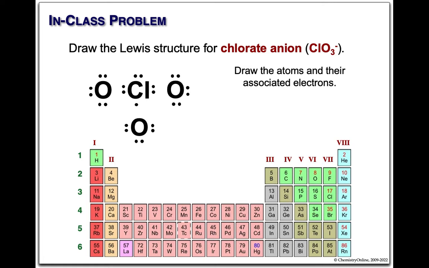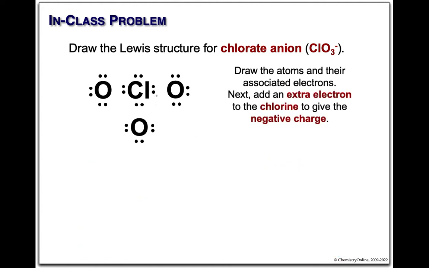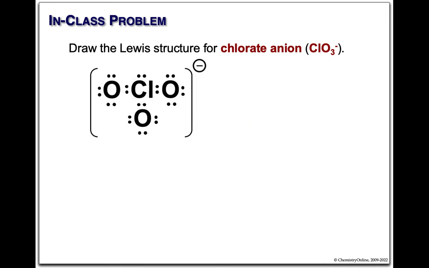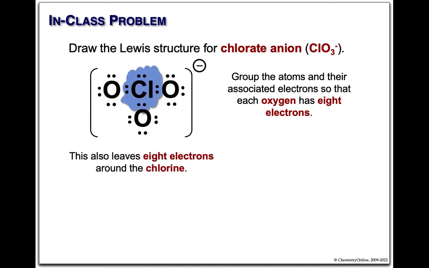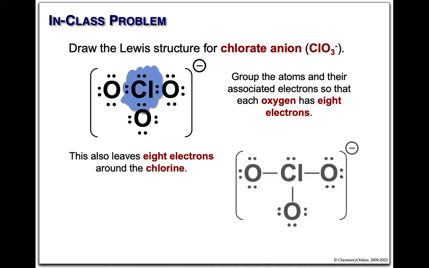So, sodium, for example, will give up 1 electron. It will donate it to this structure, like this. And this gives us chlorate anion. We have 8 electrons around the oxygens. We have 8 electrons around the central chlorine. We would write it something like this.